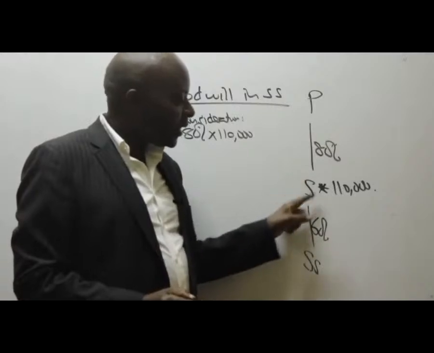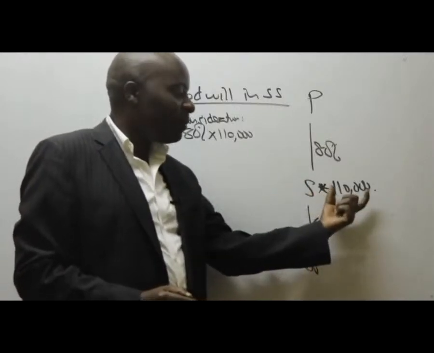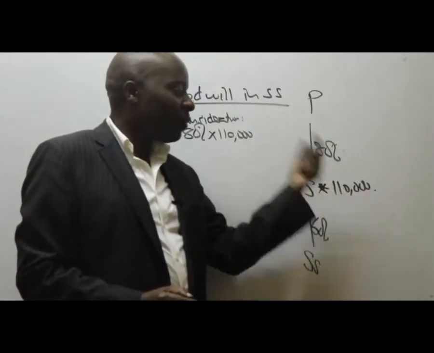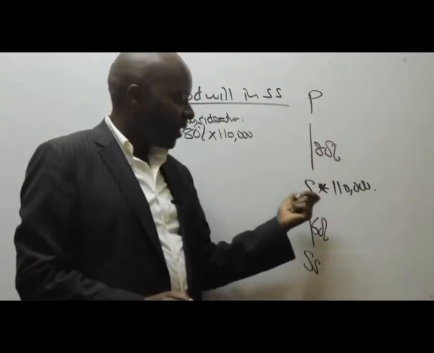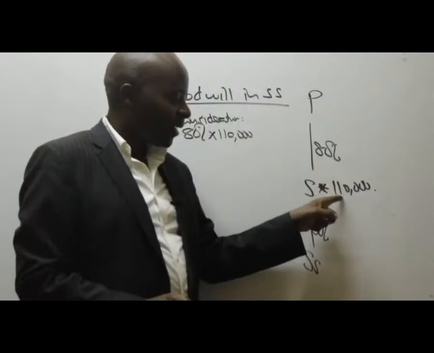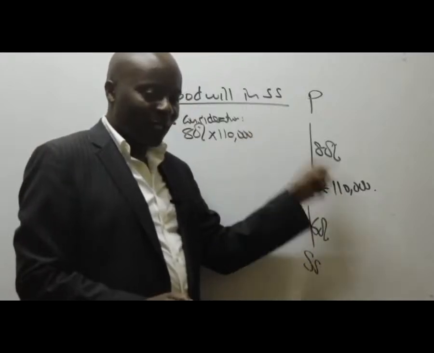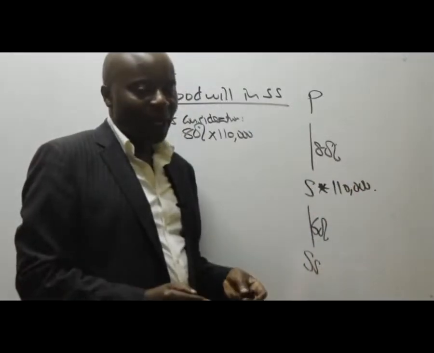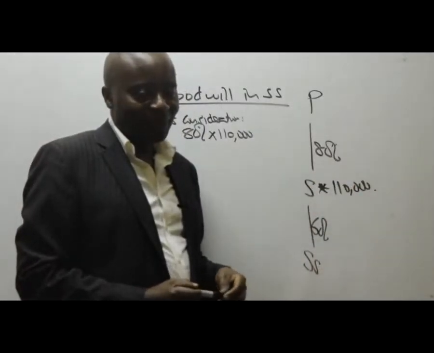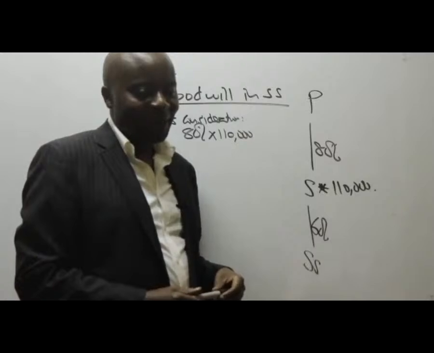So when S raises any money, it has gotten it from two owners. It got 80% from the parent and 20% from who? From NCI.